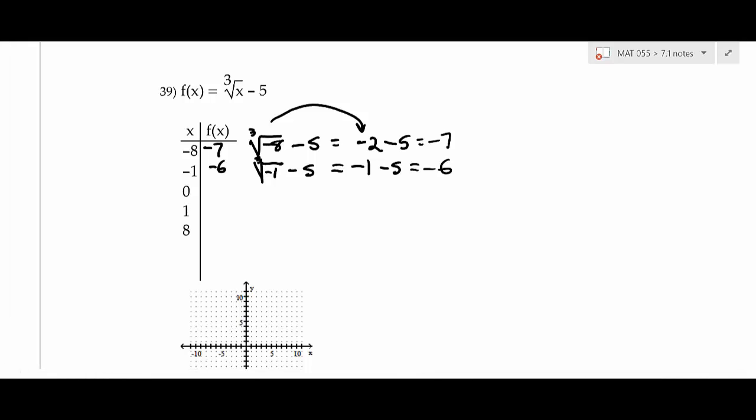Now you're not going to have a swoosh. This will look totally different. If you do your arithmetic right, it'll look totally different. And don't worry about the domain. I'll talk about that in just a minute.